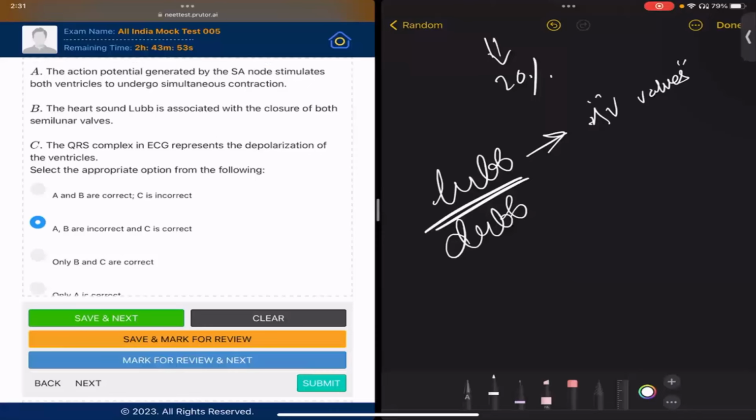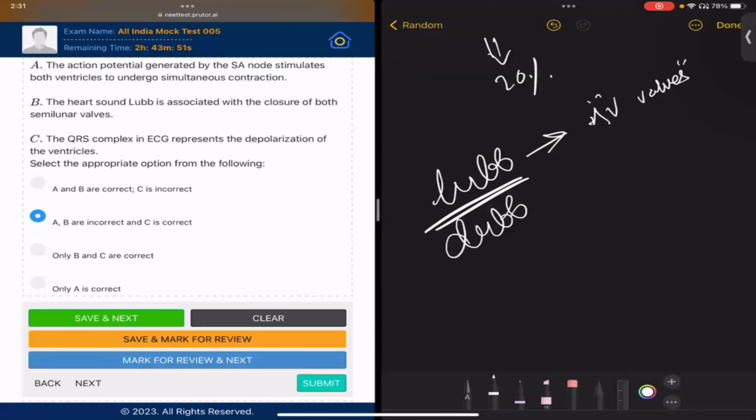A is also incorrect because directly SA node से stimulate नहीं करता है ventricle. It goes to the AV node also.